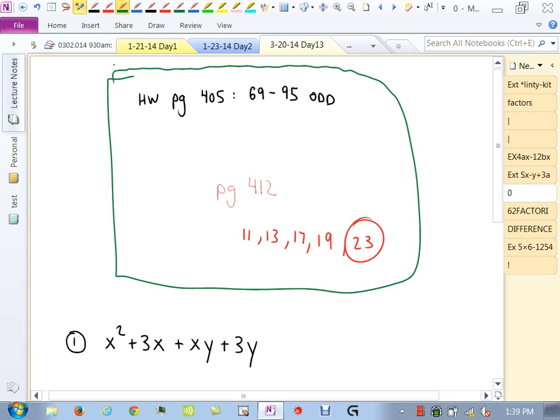Okay. So the first section up there, that's going to be grouping. These are difference of squares problems, and 23 might be just a little bit nasty. I mean, there's nothing crazy about it, but this one is harder than these. That's all. Everyone have a great weekend.